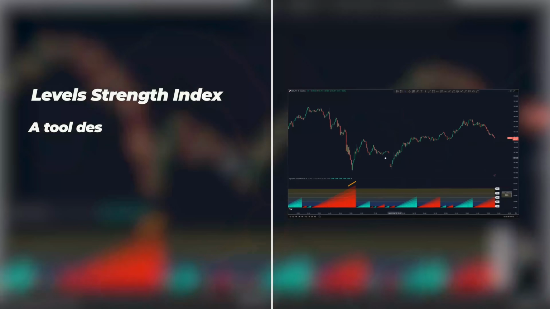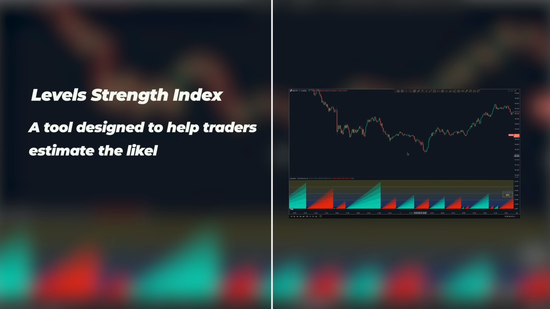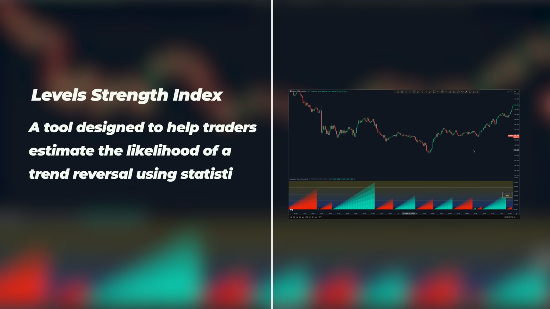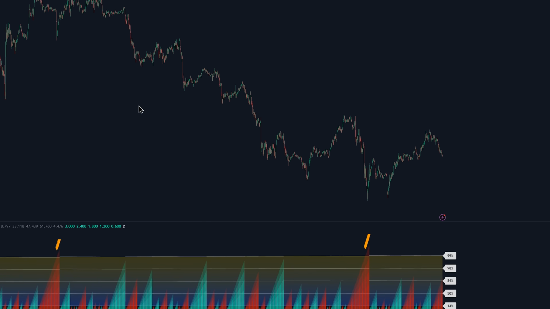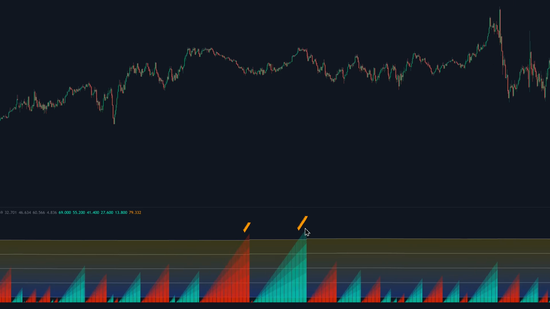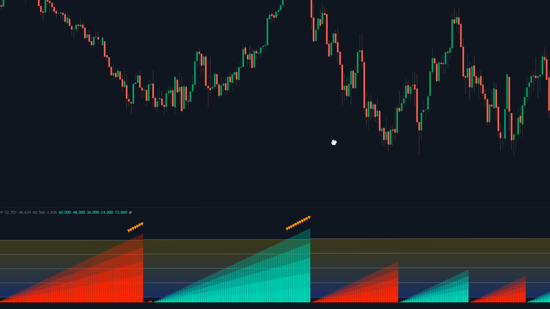This is the all-powerful trend reversal probability indicator, and I know you may be thinking, what exactly is it? Well, it's a tool designed to help traders estimate the likelihood of a trend reversal using statistical probability and a custom oscillator. It's particularly useful for identifying when the trend is overextended and due for a shift. As you can see, it's a super simple indicator, and these are the components.